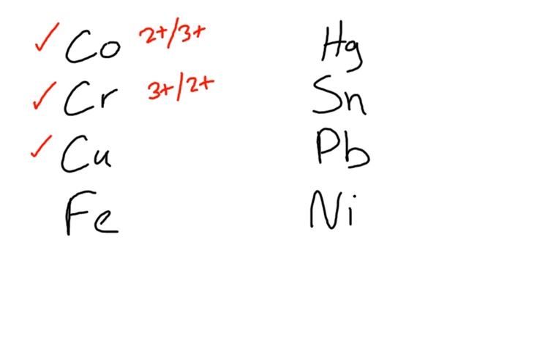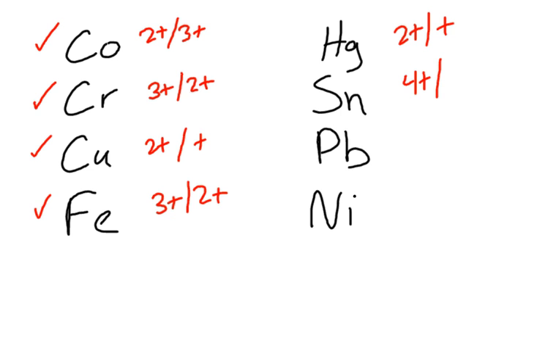Copper normally is 2+, but it can also be just 1+. Iron, mainly 3+ and 2+. Mercury would be 2+ and just 1+. Tin, which is Sn, would be 4+ and 2+. Lead would be 2+ and 4+. And lastly, nickel is 2+ and 3+. Those are the main ions that are going to form from these particular transition metals.